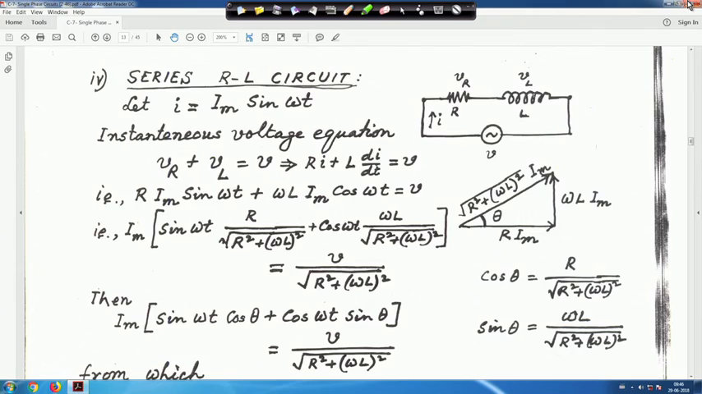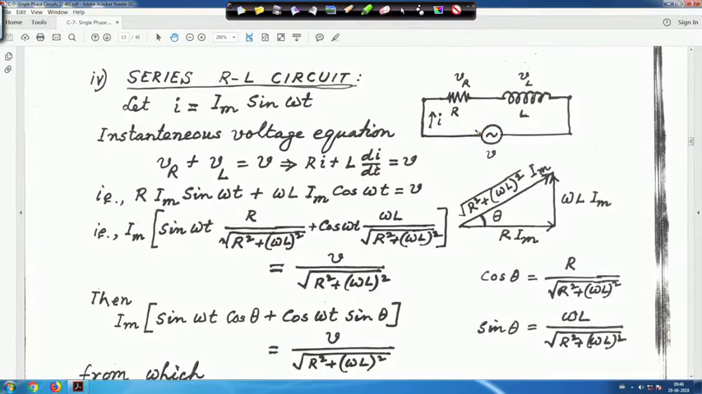So next we will consider the series RLC circuit. First we saw the purely resistive circuit, then the purely inductive circuit, then the purely capacitive circuit. Step by step we are moving. Now we will consider the series RL circuit. Here you have to mark the instantaneous polarity, plus and minus, and the current flowing is a simple series circuit, with voltage across the resistance VR and across the inductance VL.